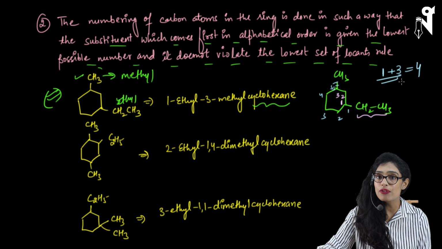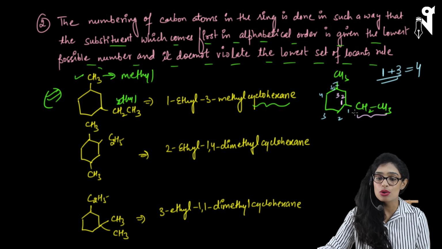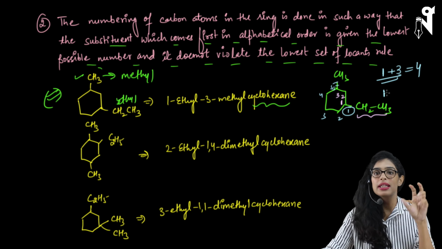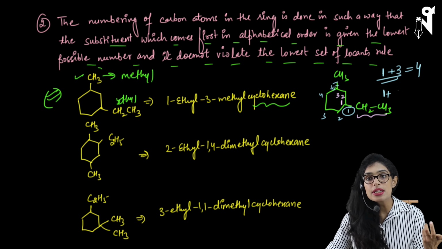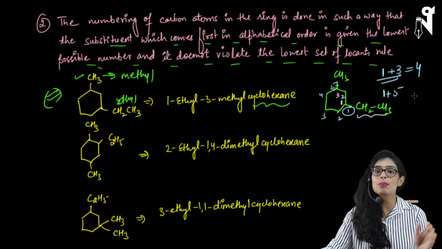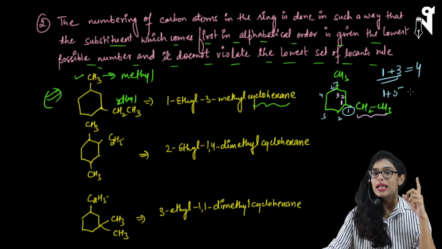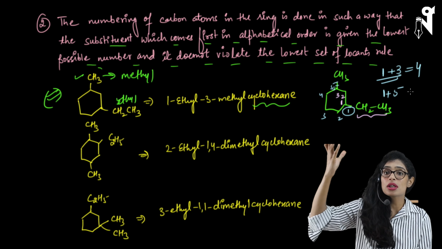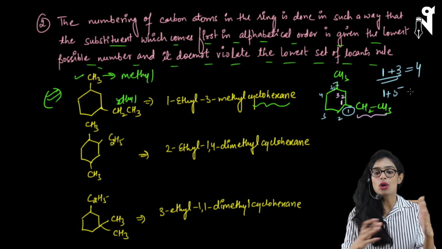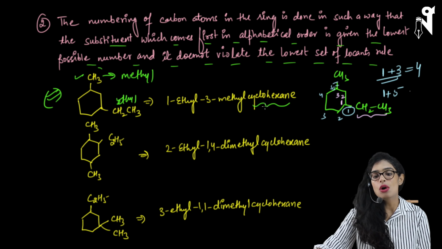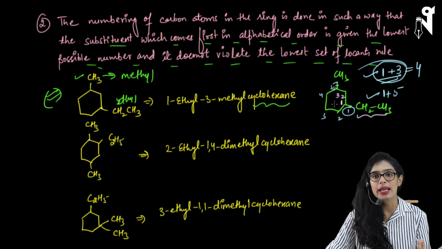If I use the other way of numbering, which I have done just now, in that case, one branch is getting position 1, the one which is alphabetically first, whereas the other branch is getting position 5. It is violating the sum rule. Even though the alphabetically prior branch is getting position 1, the other branch is getting some far away position which is violating the sum rule. So out of 1 plus 3 or 1 plus 5, we will be following 1 plus 3. My one branch will get position 1 and another branch will get position 3.